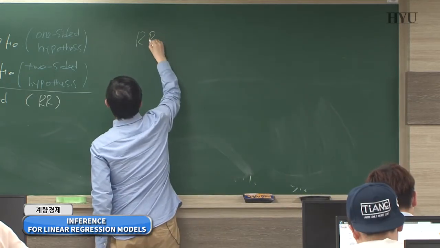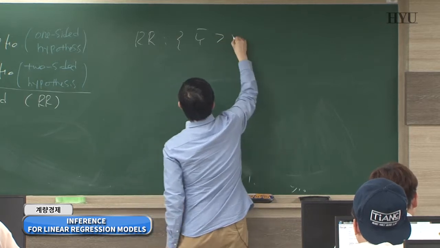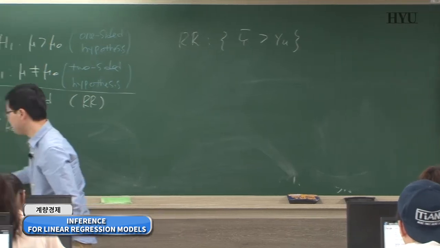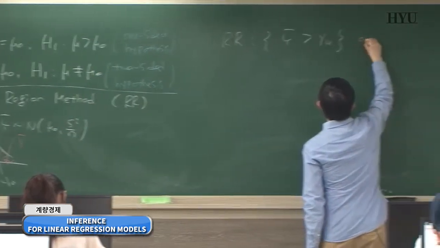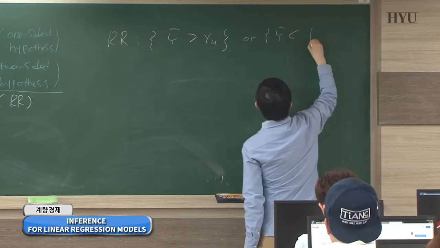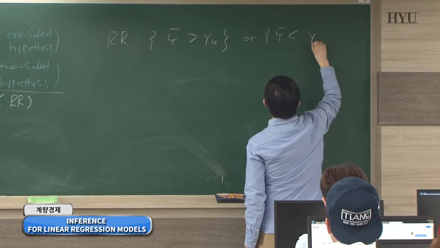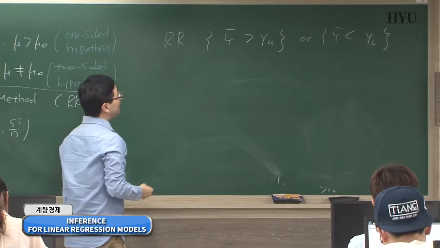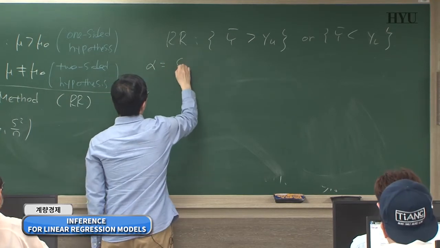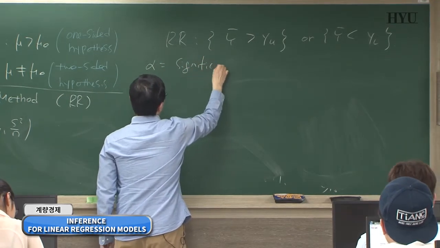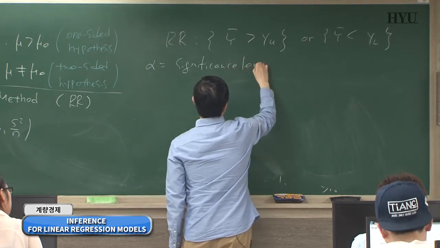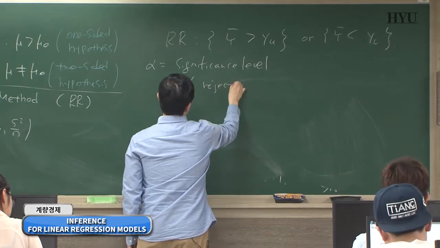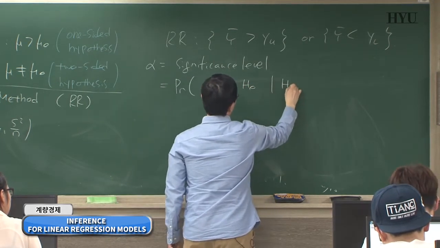So the rejection region is: y bar is too big, bigger than some upper cutoff, this is y_U, or y bar is too small, smaller than a very small value. So how to make a test? We think about the significance level. And that's the probability of rejecting the null when the null is true.